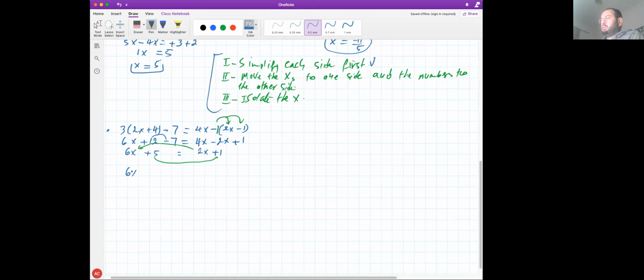And so that will be 6x, and 2x moves over. Everybody, what does that become if you move 2x over? Negative 2x. And then move the positive 5 over next to the positive 1. The positive 5 moves over and becomes negative 5. The 1 here stays the same. Then we're going to combine these two together. That's 4x. And here, this will be negative 4. So it's going to be negative 5.